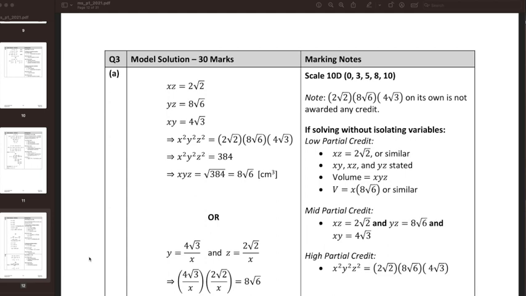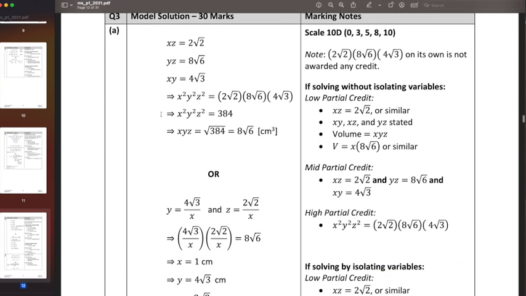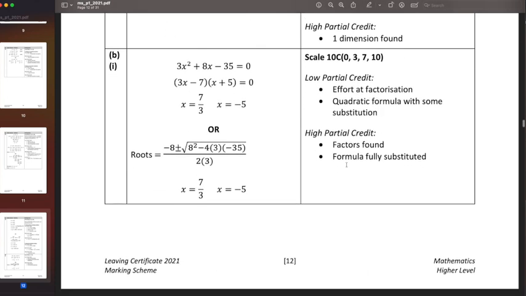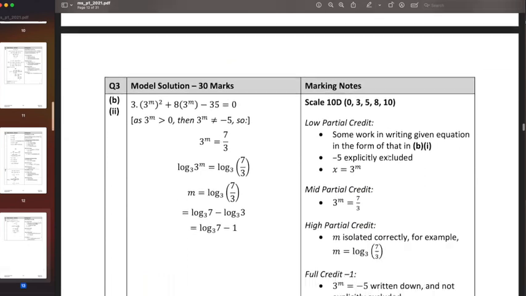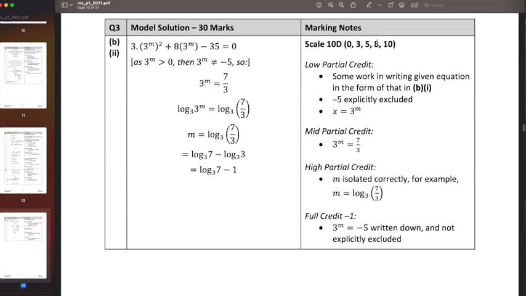Okay, so looking at the marking scheme for question 3. Question 3a has a high partial credit of 8, and you get that if you get down to this expression here. So if you realize you multiply the 3 areas together to get x squared, y squared, z squared, you get the high partial credit. From 3b part 1, there's a high partial credit of 7. Basically, if you get to this line where you factorize the thing, or if you sub in correctly into the quadratic formula, then you also get the high partial credit. And from this part here, there's a high partial credit of 8, and you get that if you get down to this line and you leave out the end.